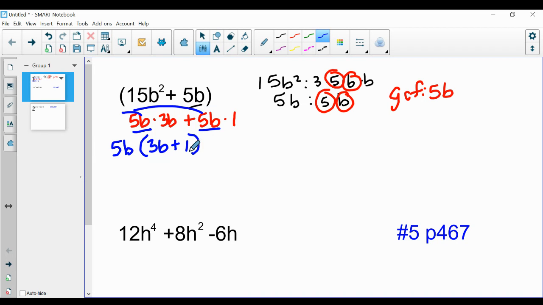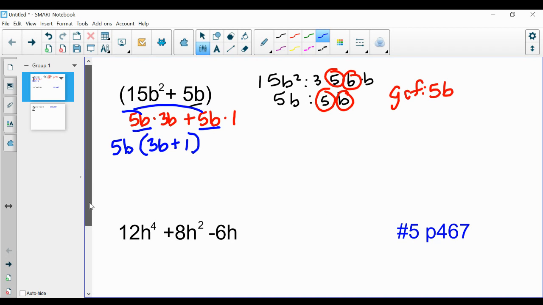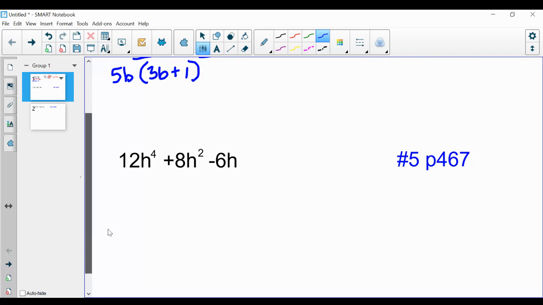I was going to do one that had 3 terms. This is a problem right off of your homework. It is number 5 from page 467. When we have 3 terms, you're basically finding the GCF of all 3 of them. And I'm just going to look at the numbers out in front here: 12, 8, and 6. The number that goes into all 3 of those is just 2. 8 doesn't go into 12, 6 does. So we're going to say 2.